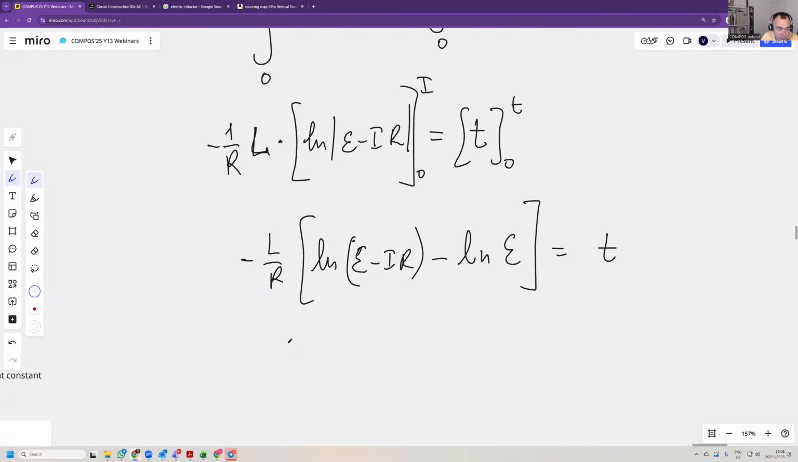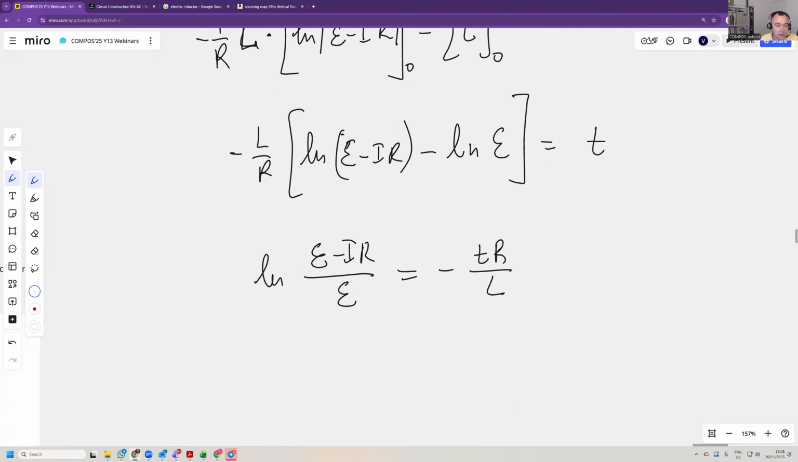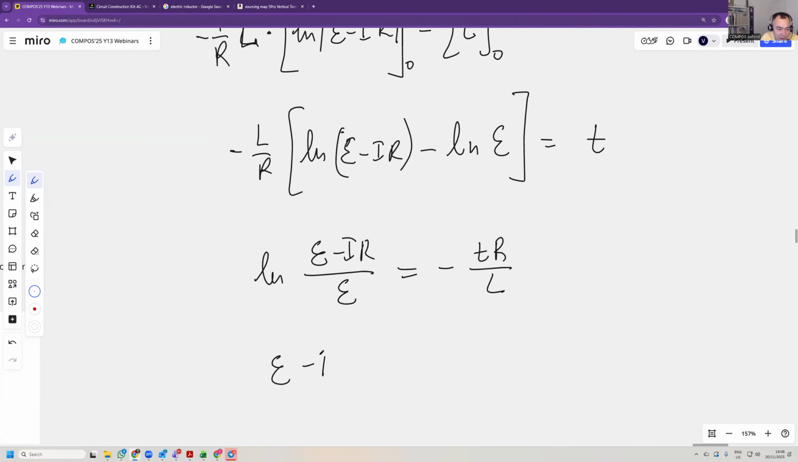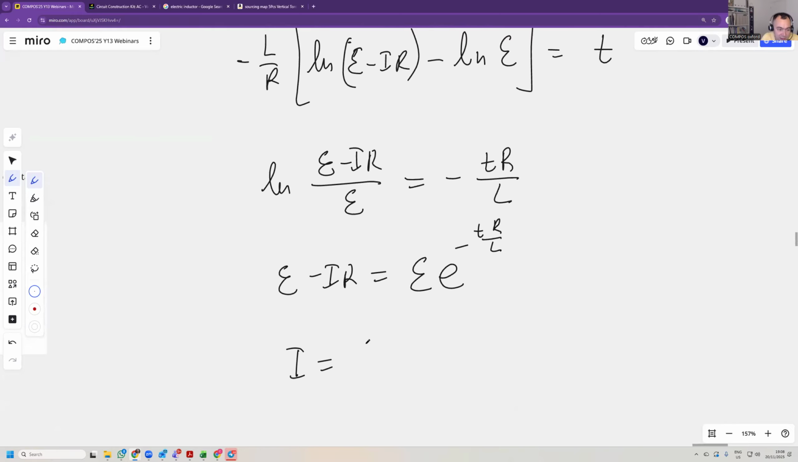And then I combine these two, I multiply by R, so the logarithm of EMF minus IR divided by EMF equals minus TR over L. And then EMF minus IR equals EMF multiplied by e to the power minus TR over L. And finally, I get the current is equal to EMF divided by R, open bracket, 1 minus e to the power minus R over L T.